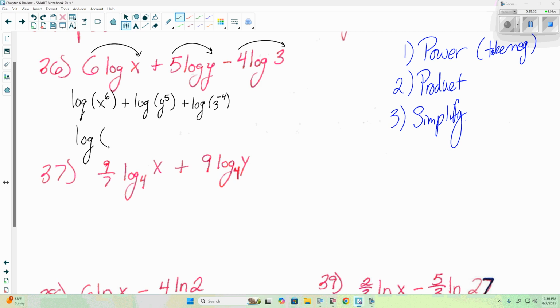Well, the next step is our product. If we have 2 or more logs being added together, we can rewrite it as a single log with what's inside being multiplied. Now, I put the number in front just because of our number theory. We put numbers in front of variables. That's the only real reason I did 3 to the negative 4th, x to the 6th, y to the 5th.